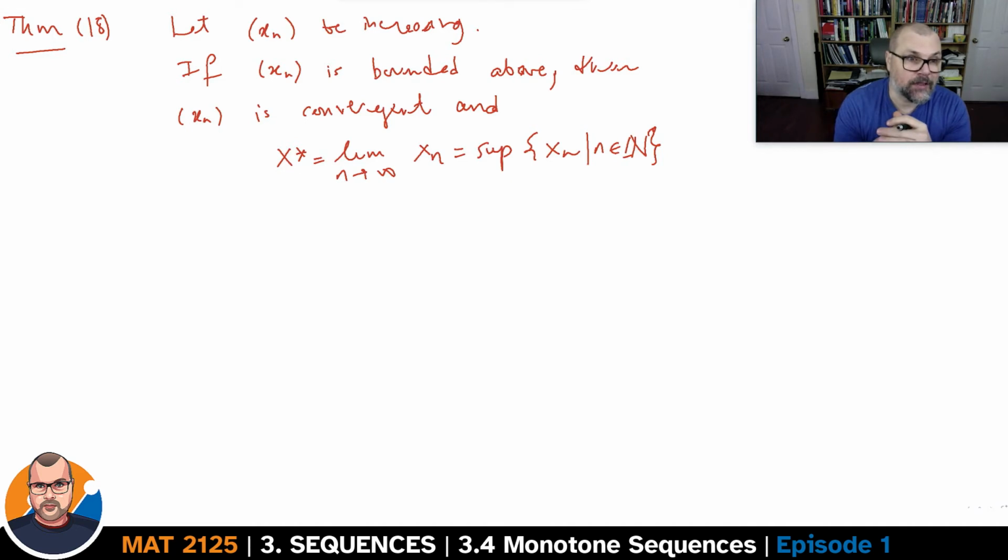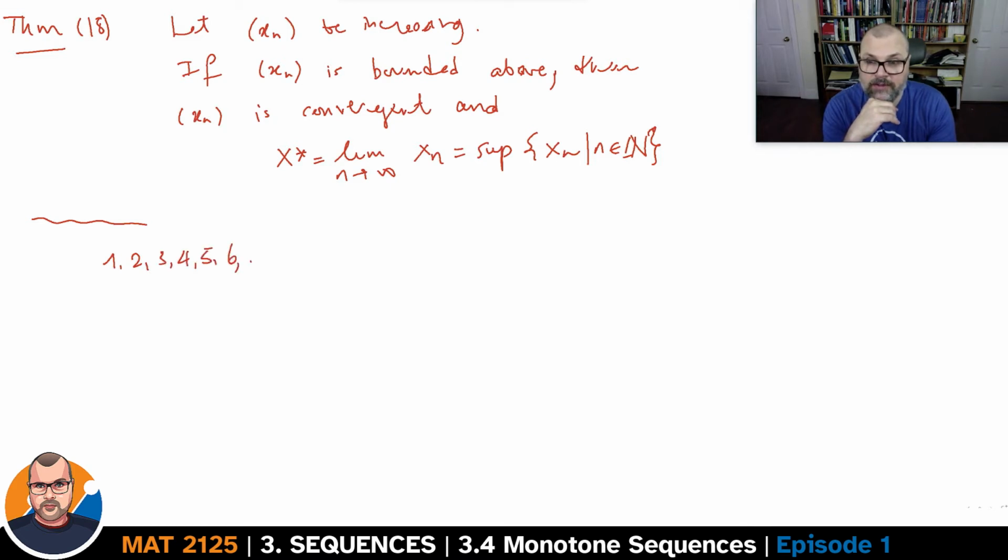Before we do the proof, let's think about what this means for a second. Consider the following sequence: 1, 2, 3, 4, 5, 6, and so forth. This is the sequence xn equals n. This is definitely an increasing sequence, but it is not bounded above. There is no number x which is greater than all of those numbers. We saw this when we looked at the proof of the Archimedean property of the real numbers. And so we can't apply the theorem. This is not a convergent sequence, even though it is increasing. So you see that the boundedness part actually matters.